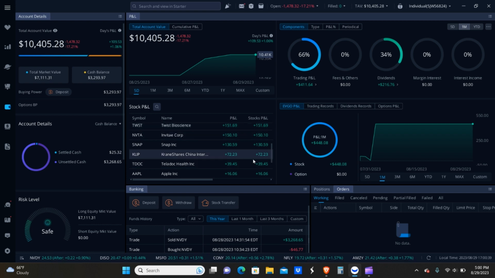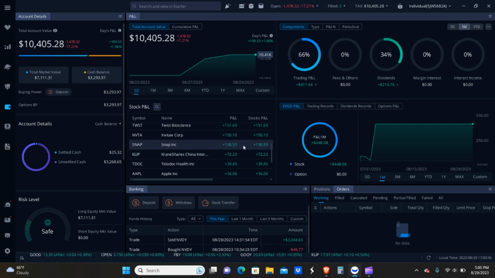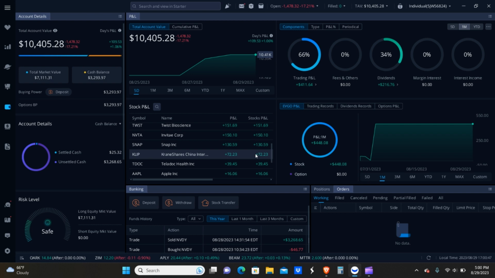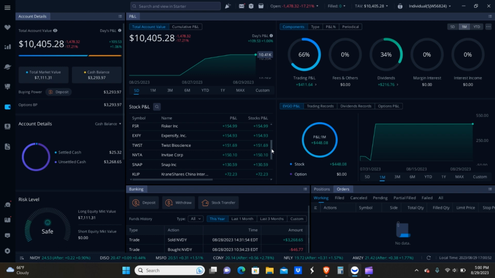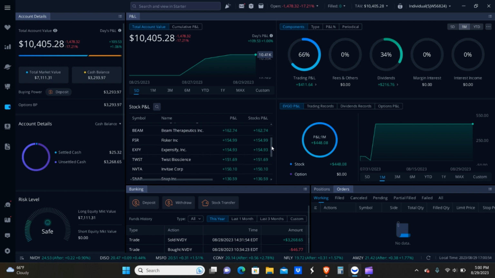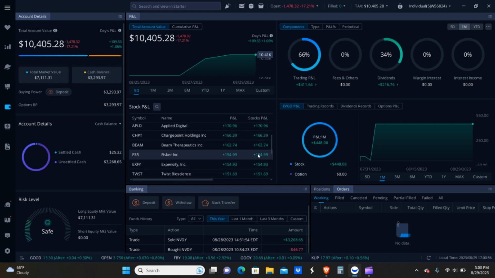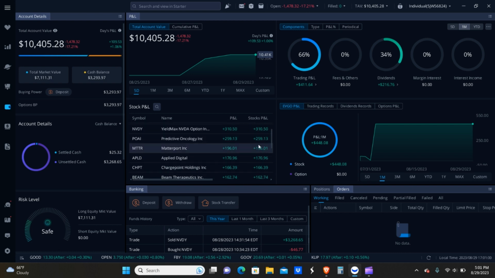You can see I got 39, 45, 72. I'm actually currently still in CLIP. This is when I took profit before in between the ex-dividend dates. SNAP $130, NVTA 150, TWST 151. Then you got 154, 155, 162, 166, 170, 196, 259, 310.